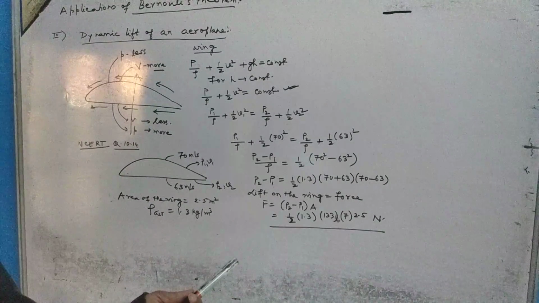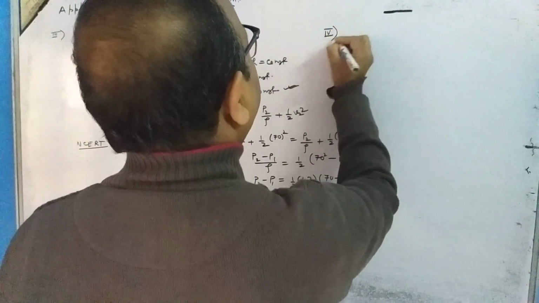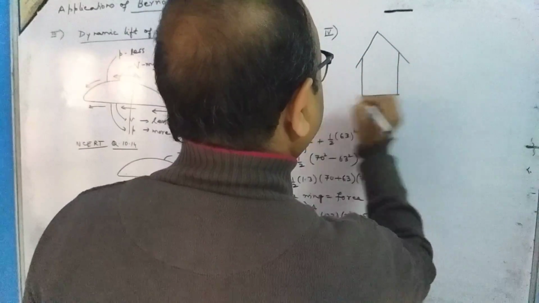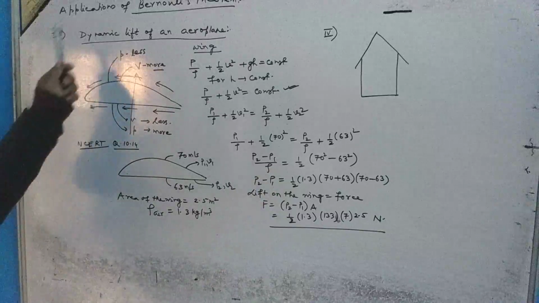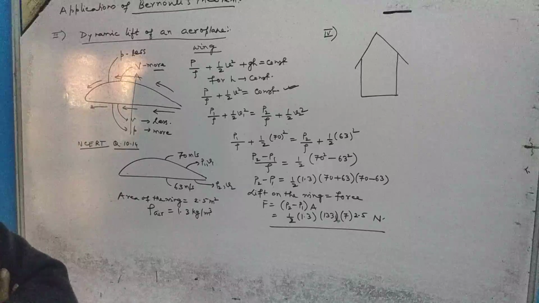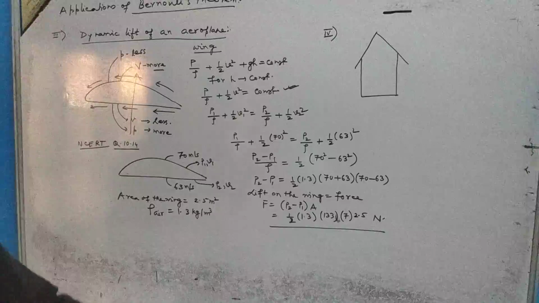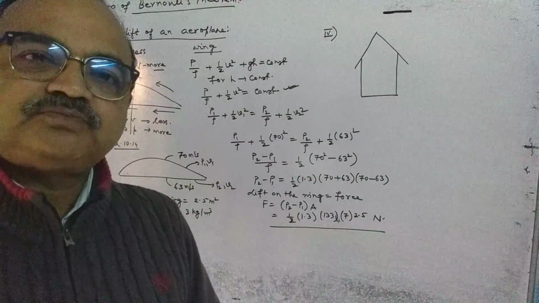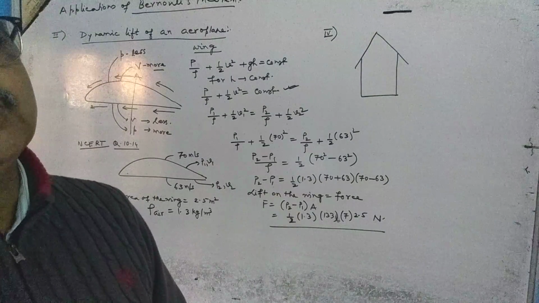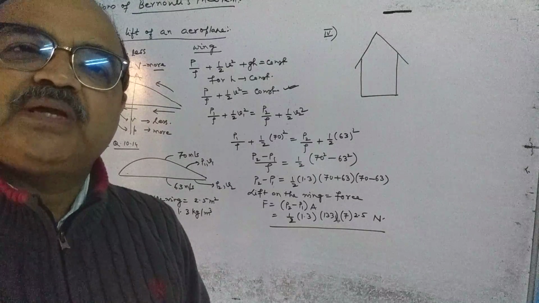Some other applications are also there. I can consider one more, which is a very common application. This application is very important, dynamic lift of an aeroplane. With that, I am attaching one more application. It is generally in the stormy weather, the roof of the house is blown off. Why it is so? It's a very common feature. The roof of the house is blown off. How it is blown off?